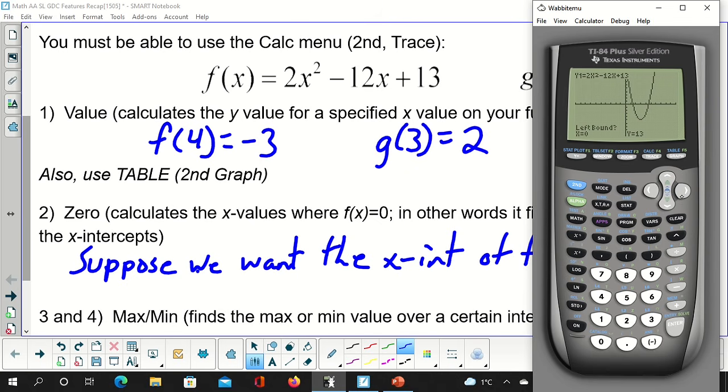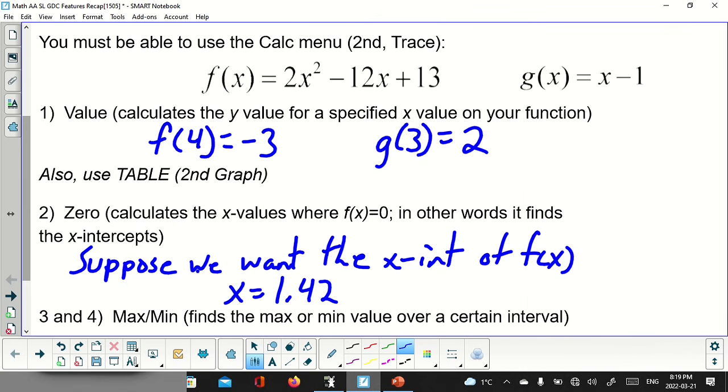And it's going to ask me some questions. It's going to ask me about the left bound. So I need to go a little to the left of the first x-intercept. Then it will say right bound, question mark. And I go a little to the right of the x-intercept, hit enter. And then guess. I go right on that x-intercept, or as close as I can. And it's really important here that I hit enter again. If I don't, then it won't calculate anything. And it tells me that there's a 0, or an x-intercept, at x equals 1.42.